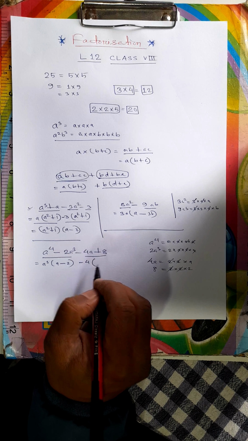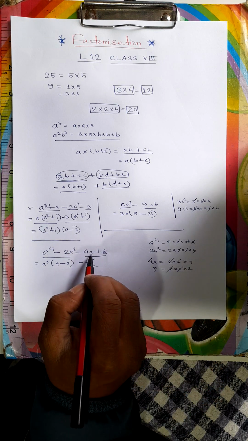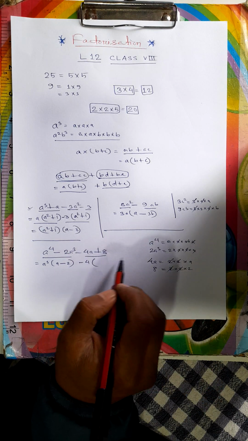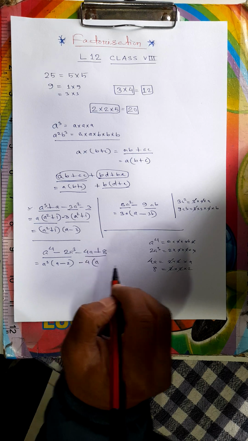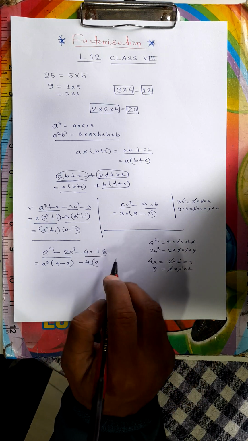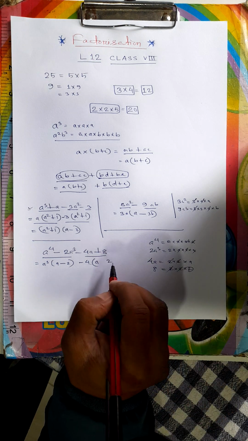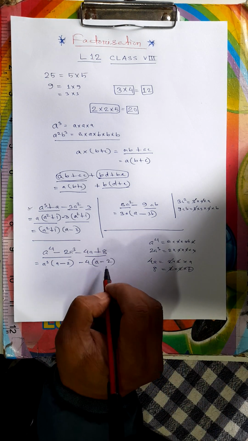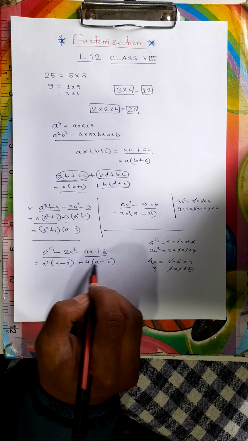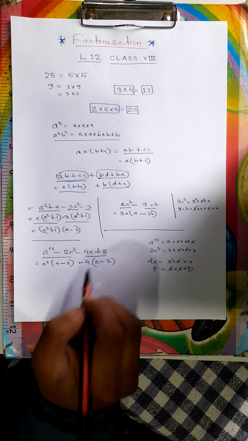So what is left out for the first term after taking the common factor 4? A is left out. And what is left out for the second term after taking 4 common? 2 is left out. So this is 4 into (a minus 2) plus 8, minus 4 into (a minus 2).